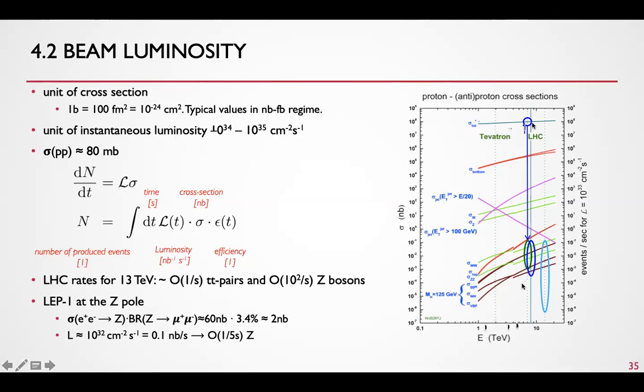But we have 10 to the 34 times 10 to the minus 24. That means 10 to the 10 per second. So we have billions of collisions per second. Gigantic numbers, nobody can record this. Each collision would give you roughly 1 to 4 megabytes of data in the detector. It's absolutely impossible to store this.